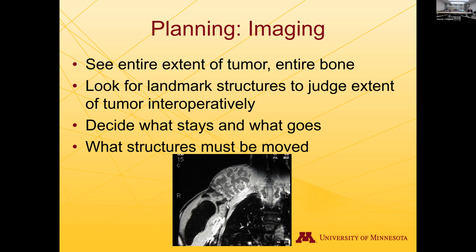If it's a bone tumor especially, we're looking for landmark structures to judge the extent of the tumor intraoperatively. I'm kind of deciding what stays and what goes and what things I might have to move and deal with. And do I have to deal with the brachial vessels going to the arm on that one, or is it just sitting on top of the latissimus muscle? I need to look back and forth through the images to be ready for whatever I need to do intraoperatively.